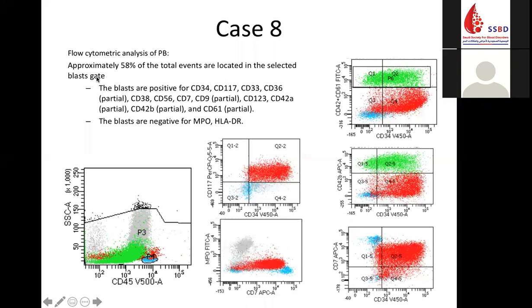So the flow cytometry detects 58% in the blast gate. They are positive for CD34, 117, 33, 36, 38, 56, 7, 9, 123, 42a, 42b. You can see here the 42 and 61 are partial, and also the 42b is partial. But all the cell population in the blast gate are CD34 and CD7, so co-expressing CD7. MPO is negative and HLA-DR is also negative.